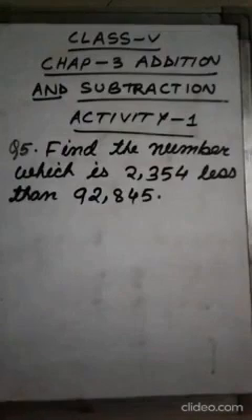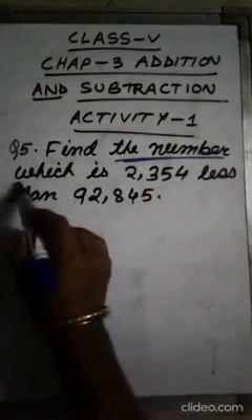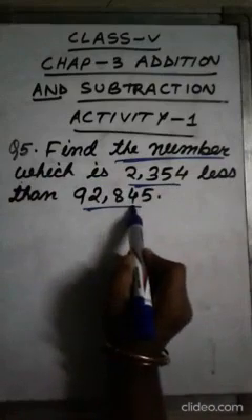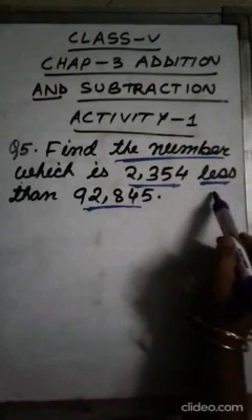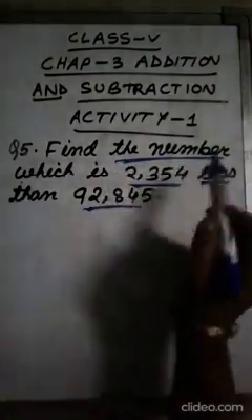Question number 5. Find the number which is 2,354 less than 92,845. So for this you have to think a little bit. Find the number which is this much less than this. Less means subtraction. So if you subtract this value from this value, you will get the number.